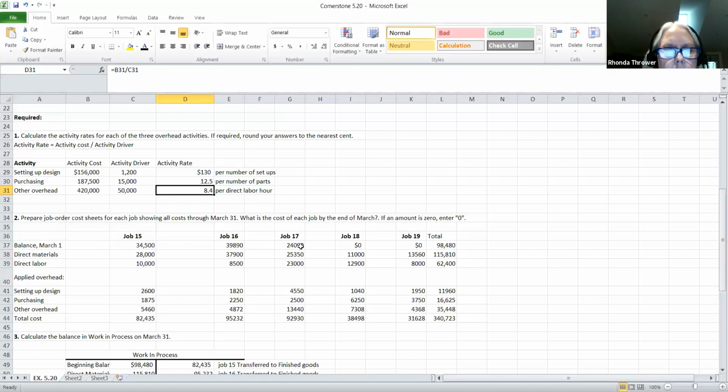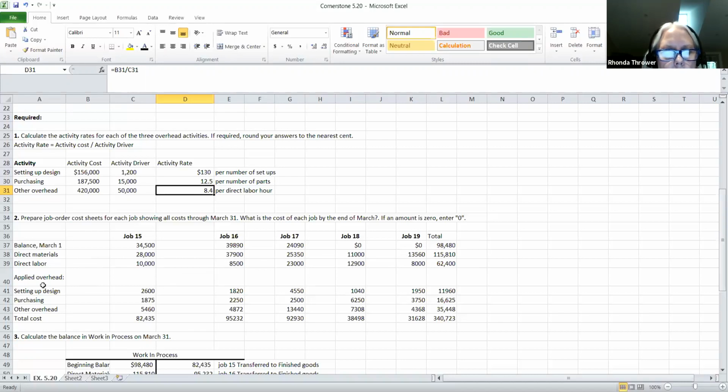All right, so what I did is just set up a table of the 5 jobs that we were working on during this period of time. You're going to start by entering the beginning balance, which was just copied from the information that was given. You're going to put down the materials balance, which was also copied from the information that was given, and the direct labor, which was also copied from the information that was given.